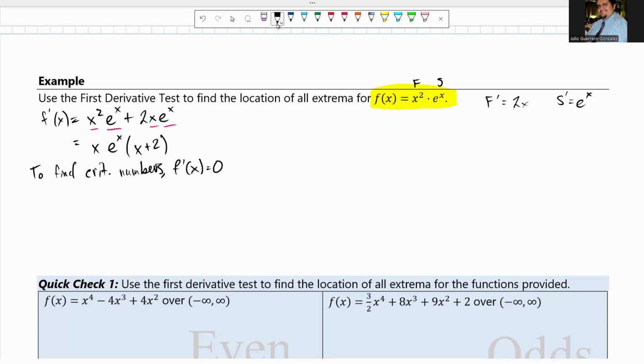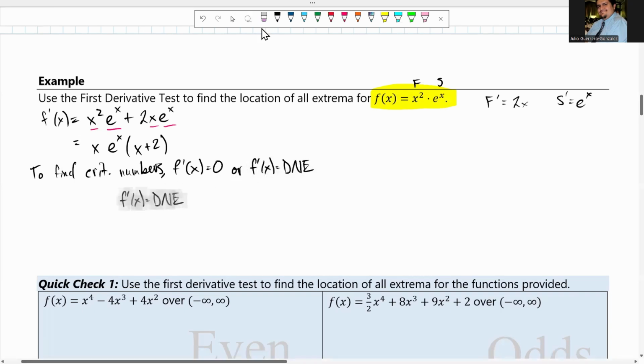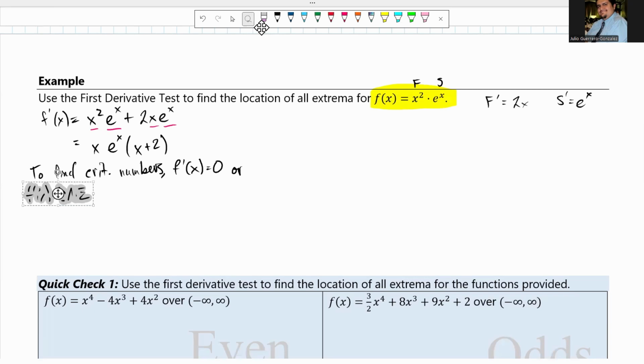To find the critical numbers, f prime is equal to 0, or f prime of x does not exist. Actually, let me grab this. I'm going to move this over here. I should have moved it with the "or" as well. There we go. What a time to be alive, right? Okay, so define the critical values: f prime equals 0 or f prime does not exist.